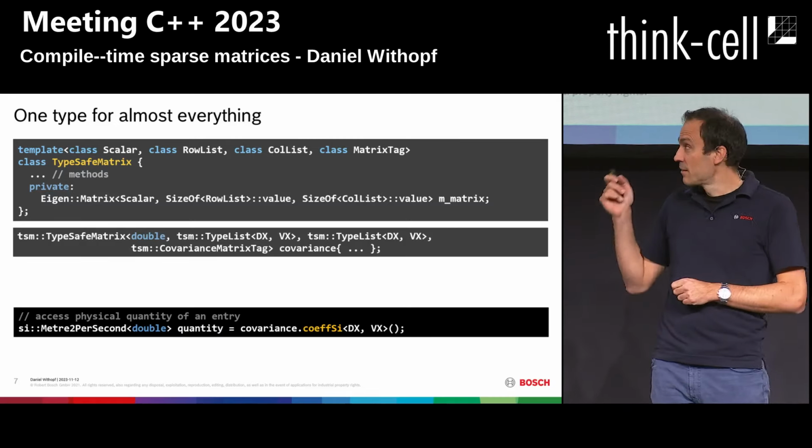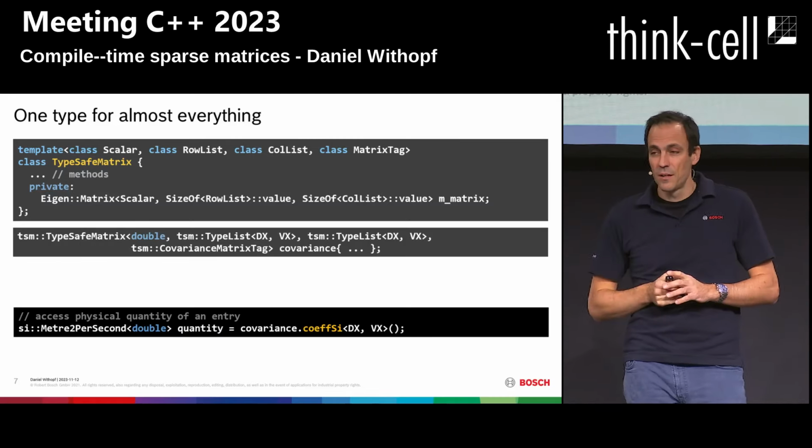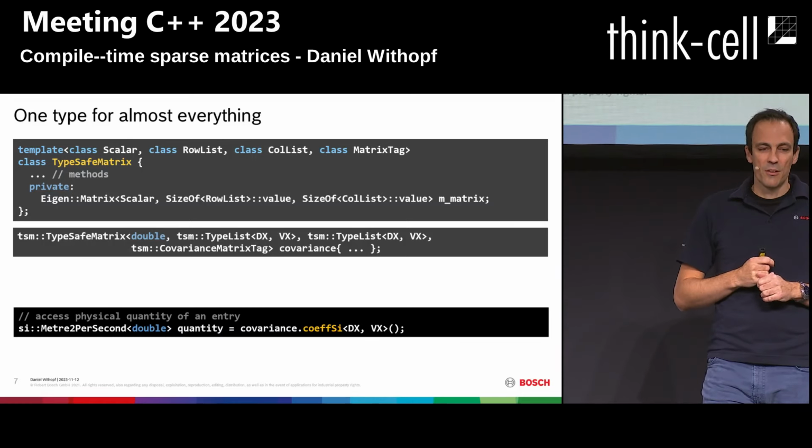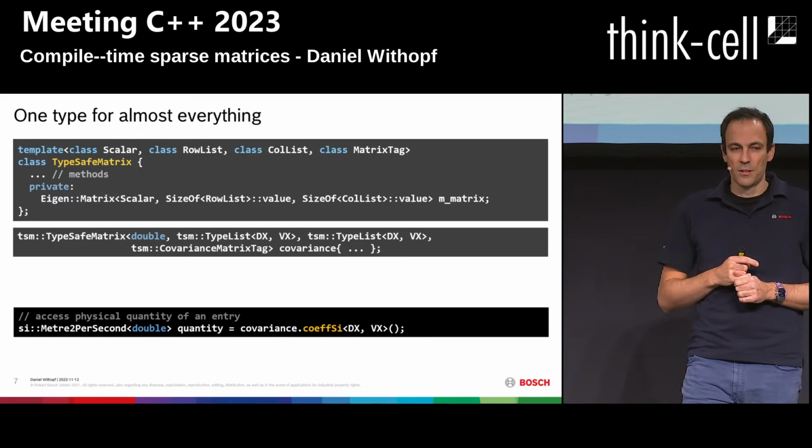This also has a nice side effect, as we have to specify the indices at compile time as template arguments. We can guarantee that there's no out-of-bounds access here. So it's just impossible; you would get a static assertion if you ever try to access this thing out of bounds.